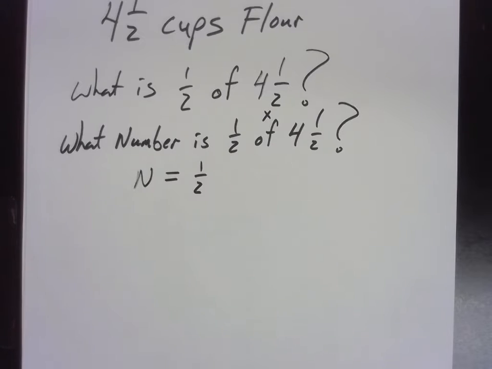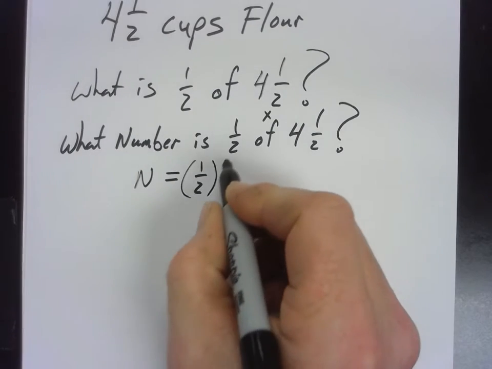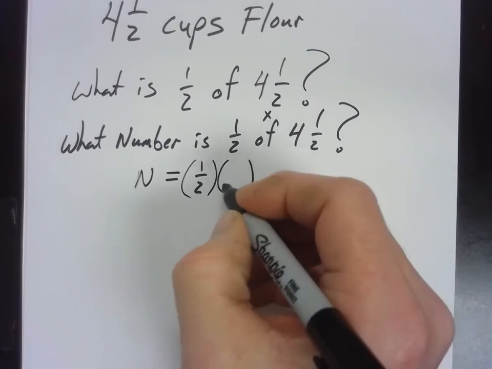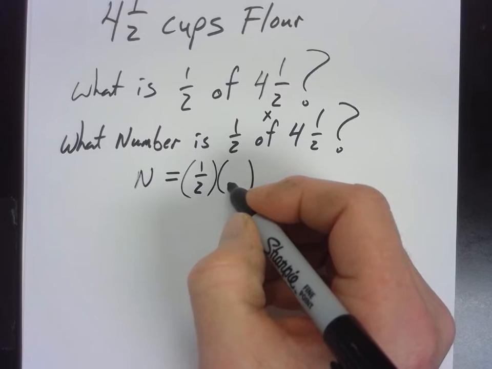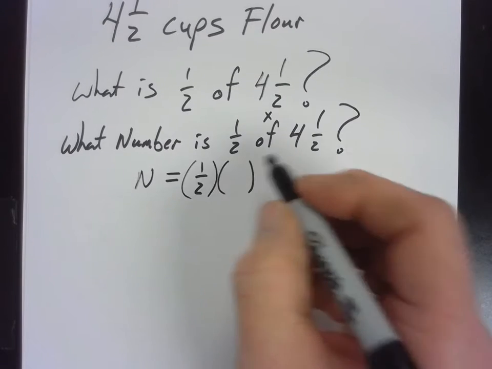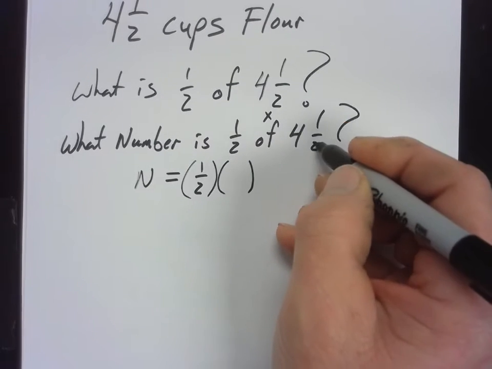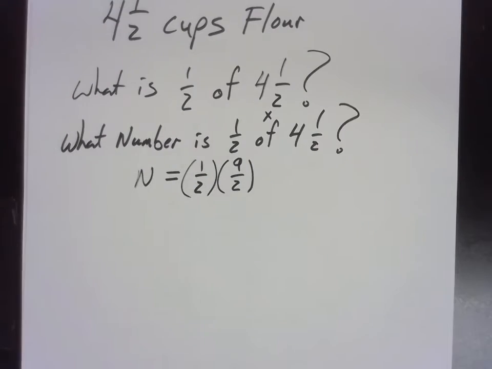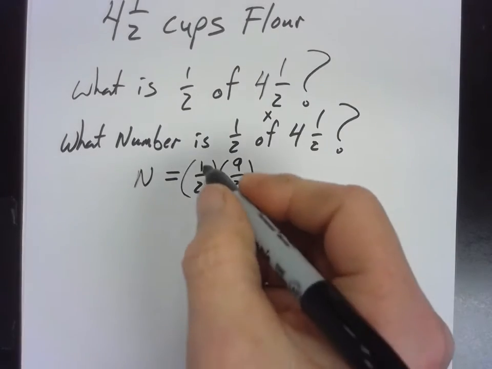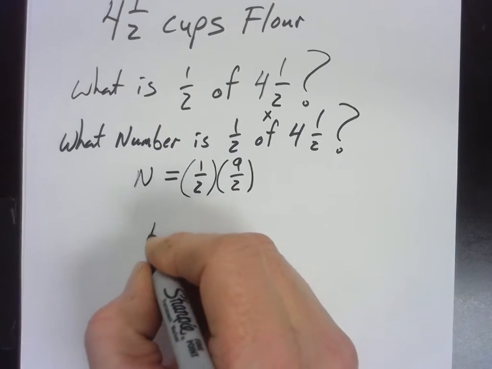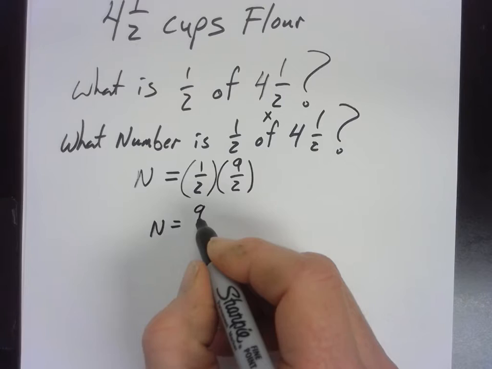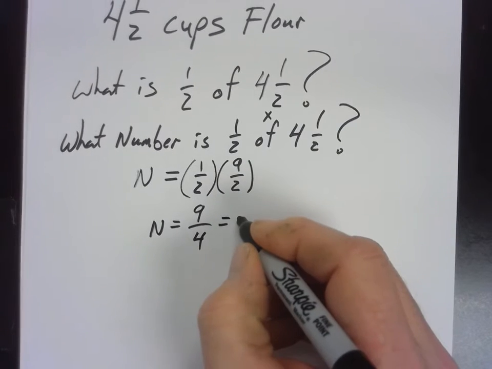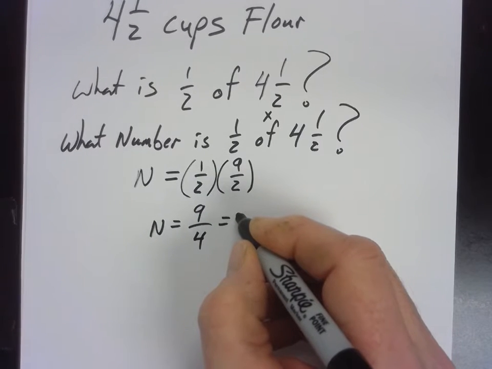When we want half of something or a third of something, we mean multiply. Okay? So I'm going to multiply. Now I'm not going to write 4.5 right here because multiplying mixed numbers is horrible, isn't it? We decided that was really, really difficult. So we're just going to write 9/2 right here. So there it is. What number is 1/2 times 9/2? Well, it's 9/4, which is, isn't that 2 1/4?